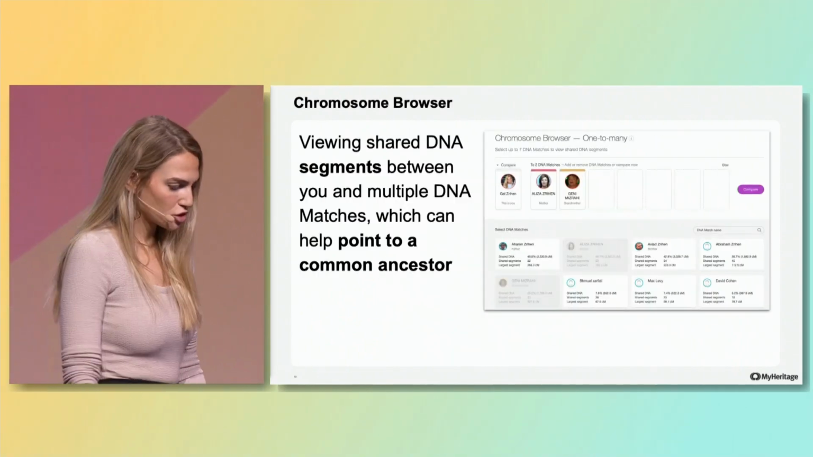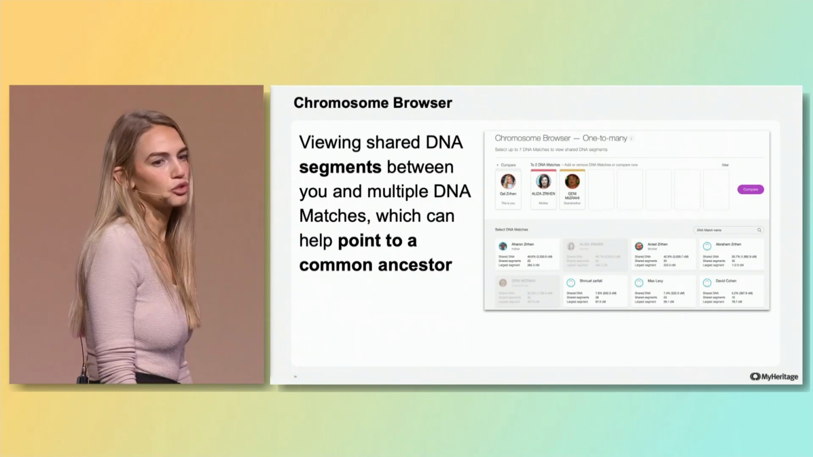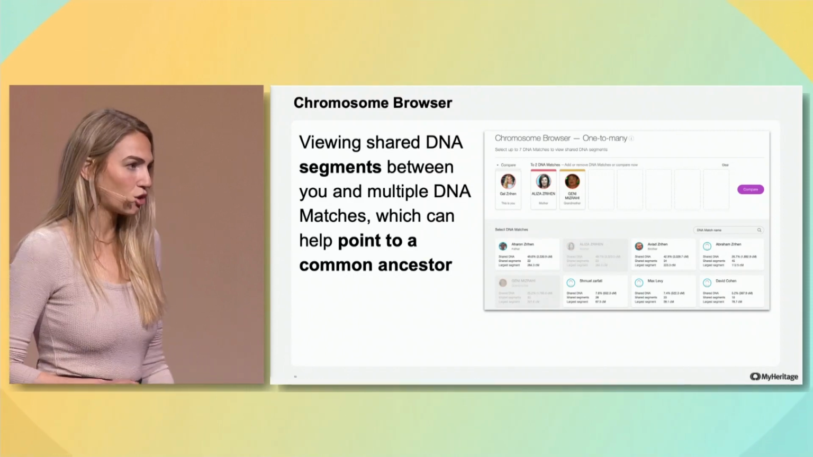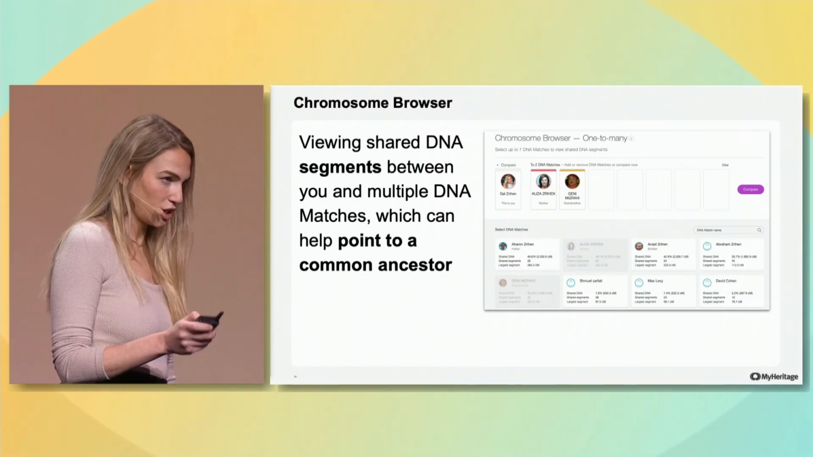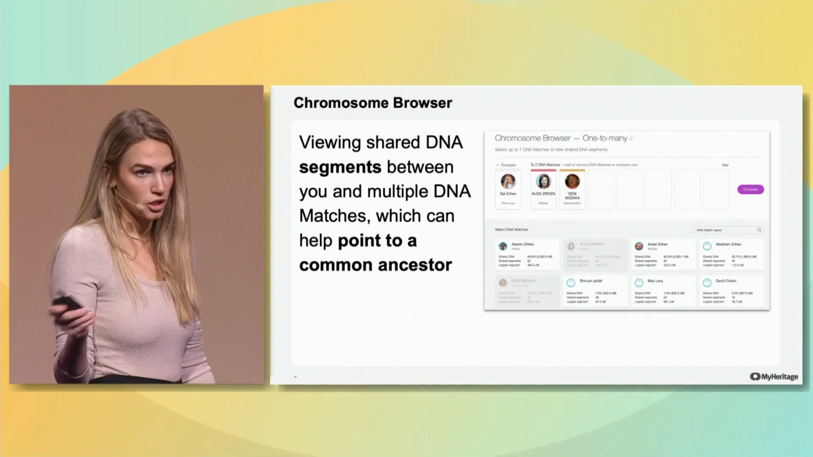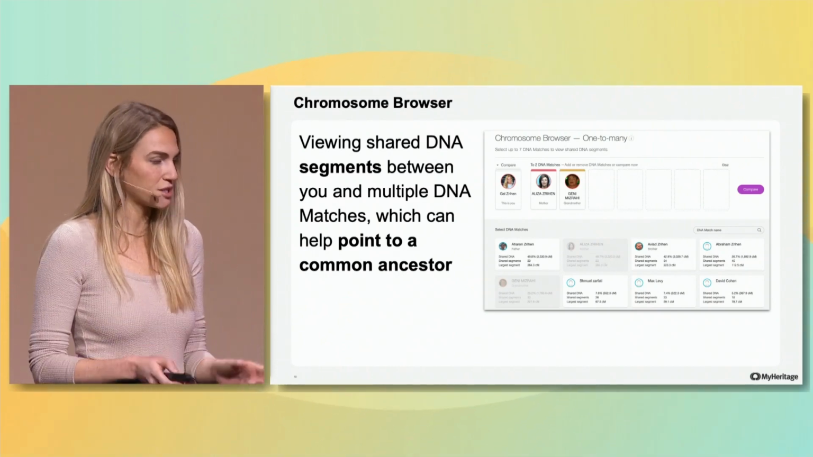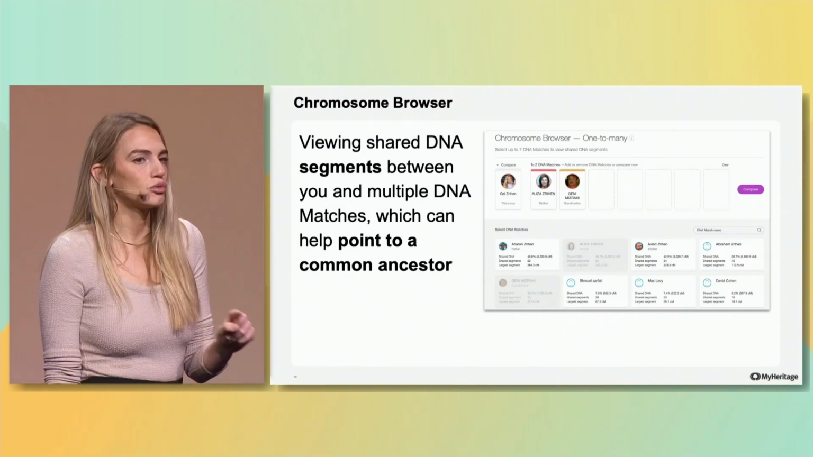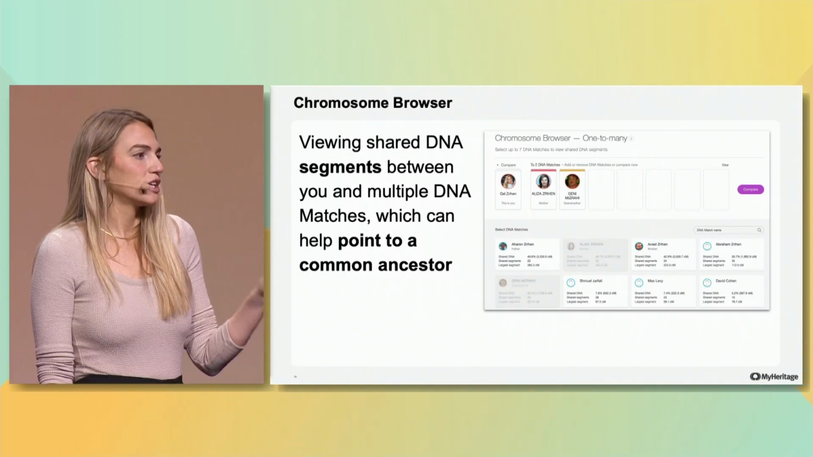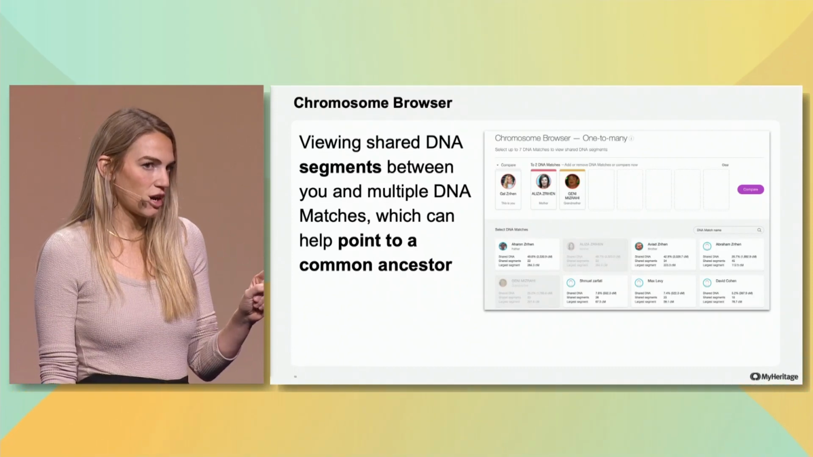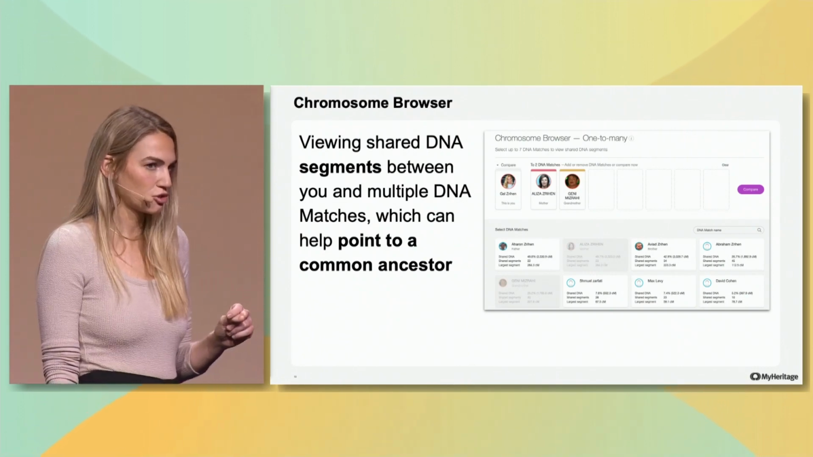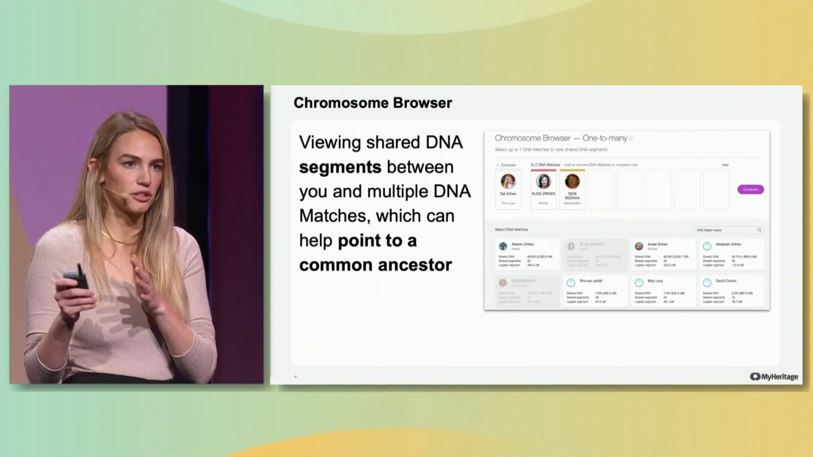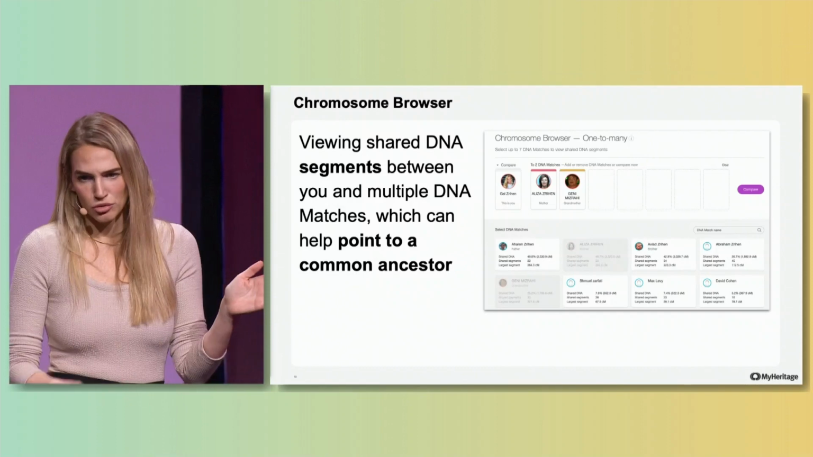Chromosome browser. This tool allows you to view shared DNA segments between you and other DNA matches. These are called triangulated segments. Why triangulated? Because it's a party of 3 or more. It's segments that you all have in common, specifically on a chromosome, on a DNA strand. And this points you to a common ancestor. Because shared DNA segments are segments that you most likely inherited from a person. So you use this tool when you want to identify a common ancestor, when you want to look for people that can help lead you to that person.